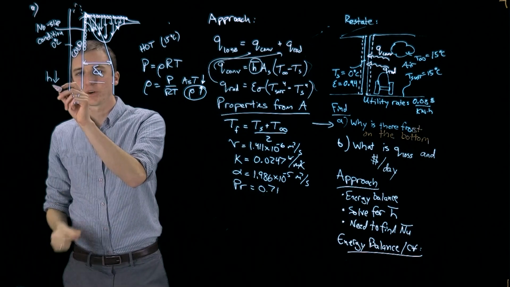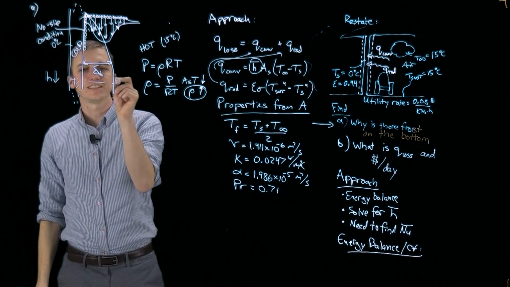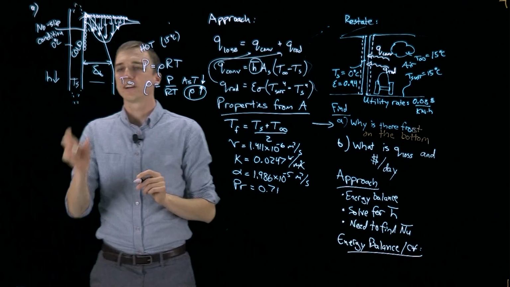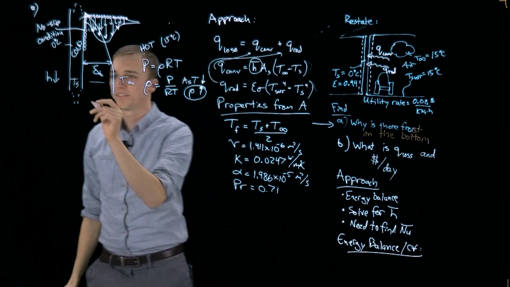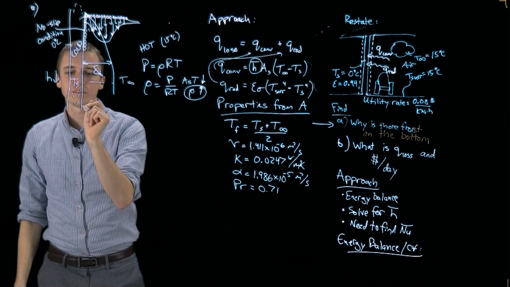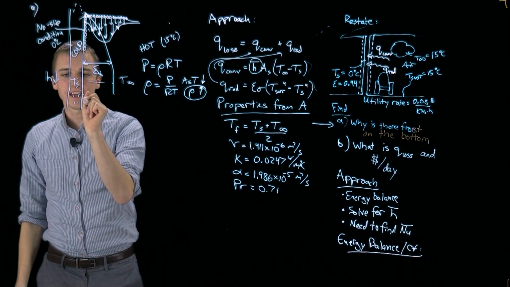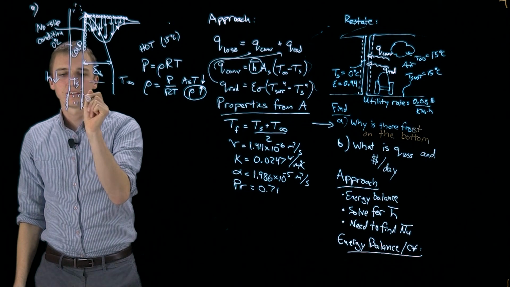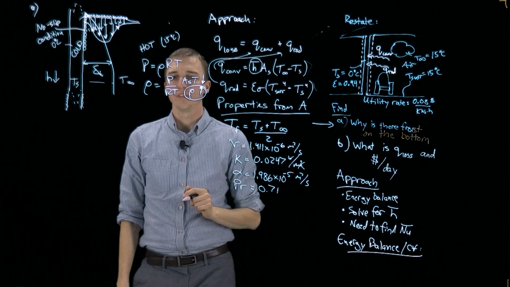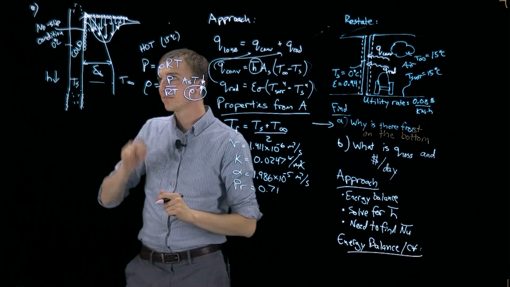So because H is going down, but Ts and T infinity are set, our heat rate is going to go down. And by the bottom of the window, it will drop such that we actually have frost on the bottom of the window.